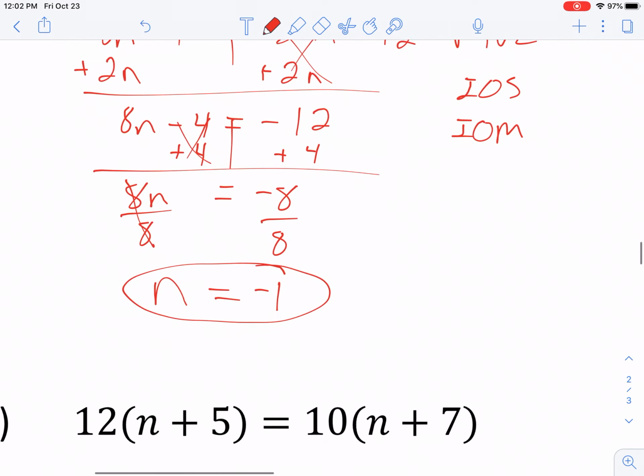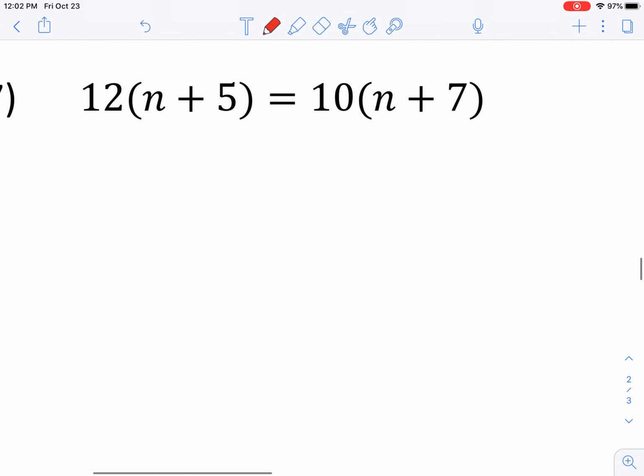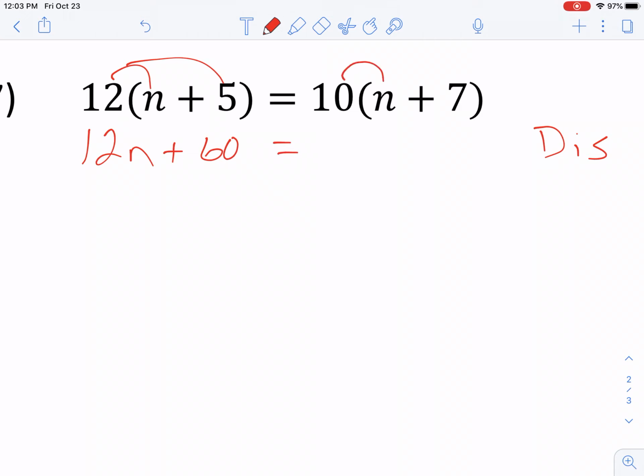Let's take a look at a little bit harder of a problem. We're going to look and we'll see that it has distributive property on both sides. So I'm going to start with doing distributive property. 12 times n is 12n. 12 times 5 is 60. The equal signs are going to drop down. 10 times n is 10n. 10 times 7 is 70.